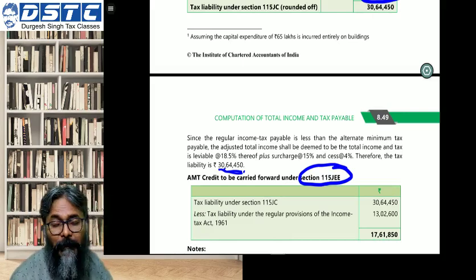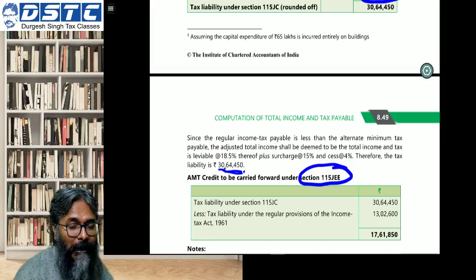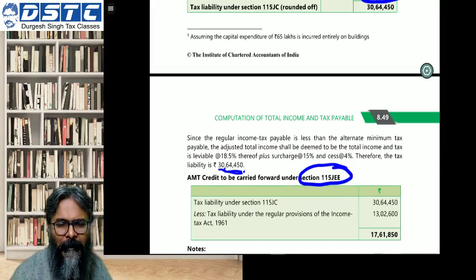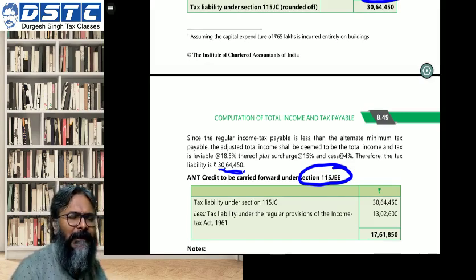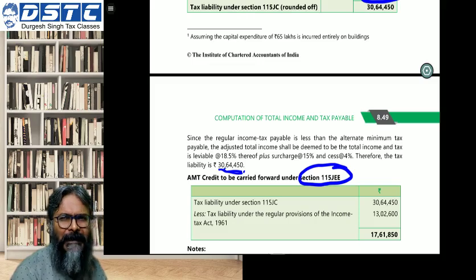Whenever he would be liable to pay the tax as per the normal provision, in that very year he can adjust this AMT credit against the tax as per the normal provision. So that is the purpose of this AMT credit. So AMT credit is generated in which year? This can be a question.